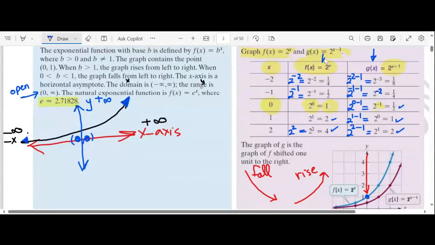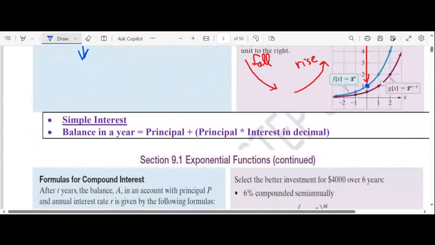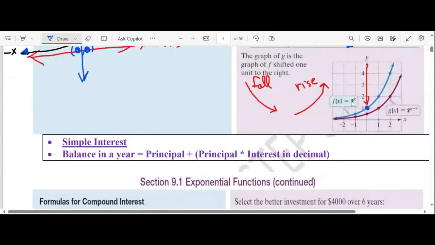So you're going to have to graph both of them, this one and this one. So take a look at the graph. Do you see the graph here? The blue one is 2 to the power of x. That's the blue one. And the red one is 2 to the power of x minus 1. You can see here the one with x minus 1 is flattening, meaning coming close to the x-axis.